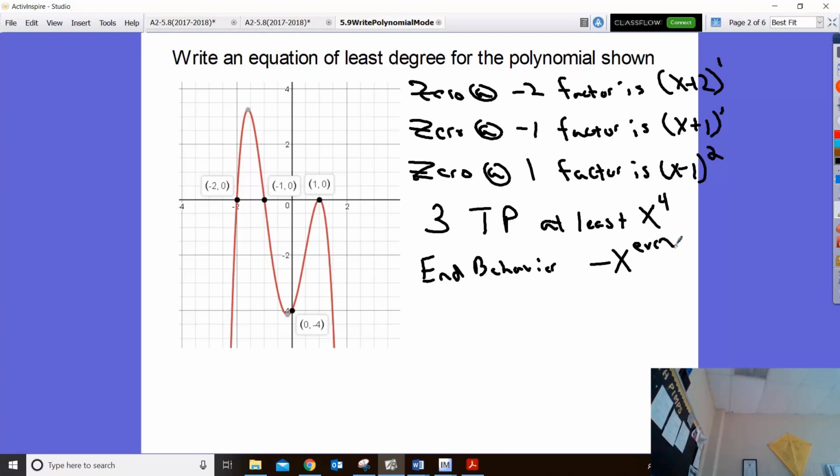Okay? So anyways, let's write our polynomial. We've got to have that a value. We've got x plus 2. We have an x plus 1. We have an x minus 1 that is squared. Your other point is at 0, -4. The other point's at 0, -4, and the y-intercept. The guy gives me an x and a y. I might just plug him in.